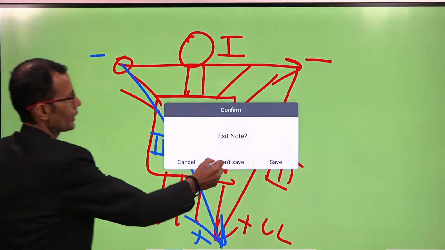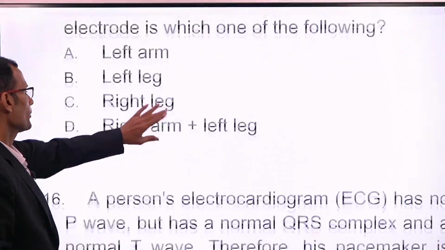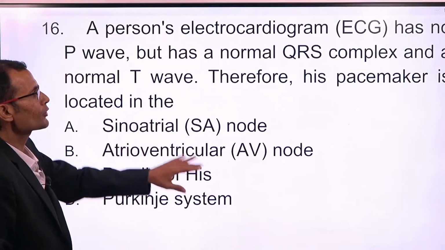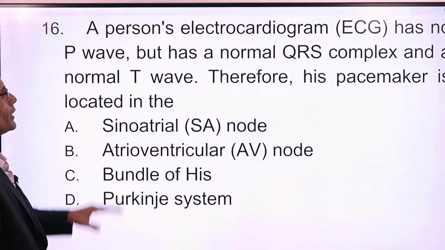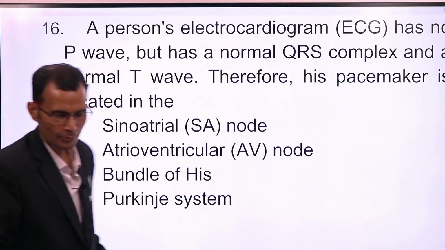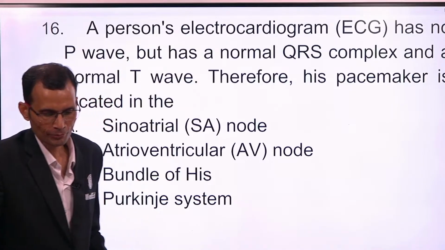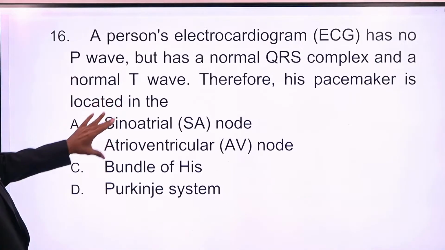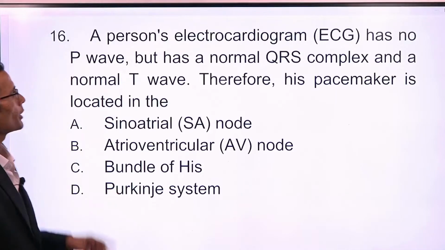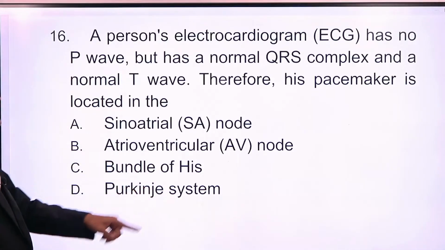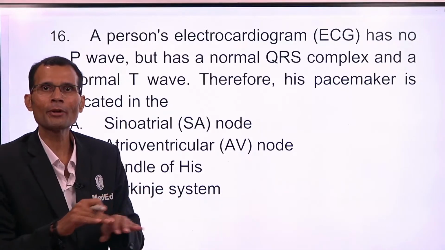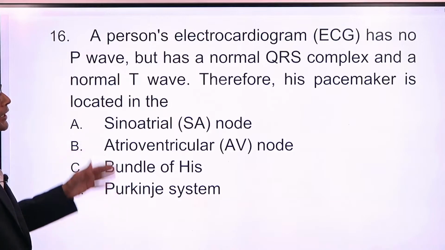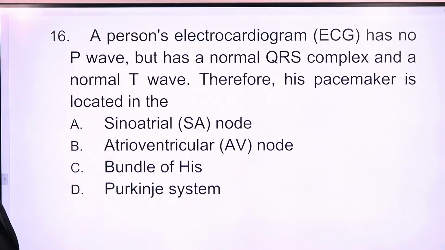All right, next. Okay, a person's ECG has no P wave but has normal QRS complex and a normal T wave. Therefore, his pacemaker is located where? Now I leave it to you. Come on. A person's electrocardiogram has no P wave but has a normal QRS complex and a normal T wave. P wave है ही नहीं, but QRS complex है और T wave भी है. Therefore, his pacemaker is located where?